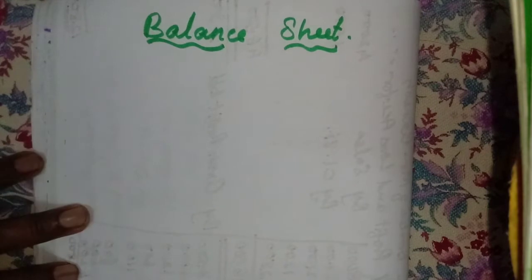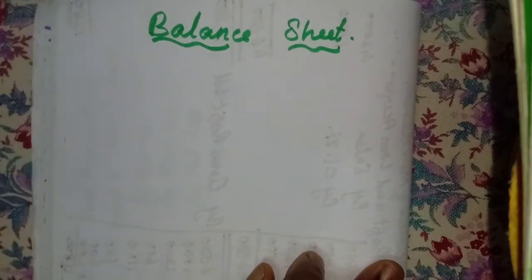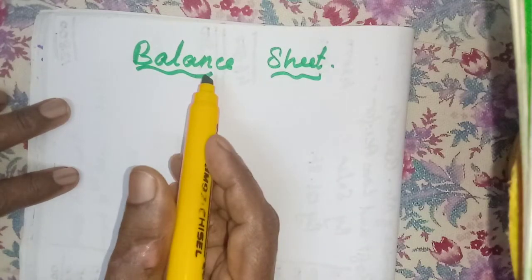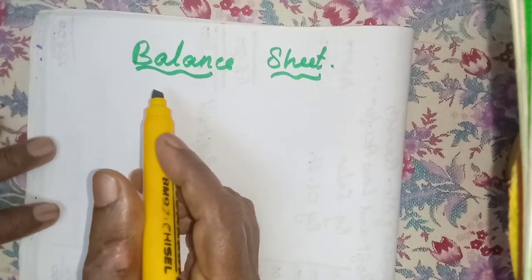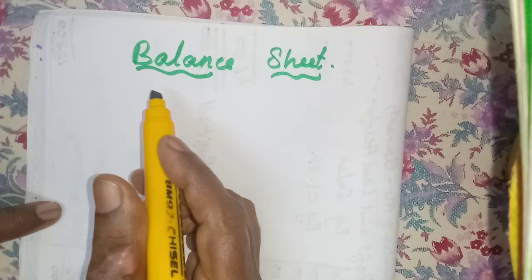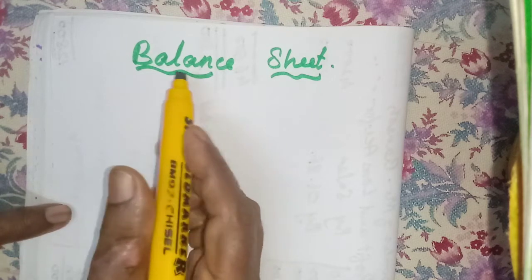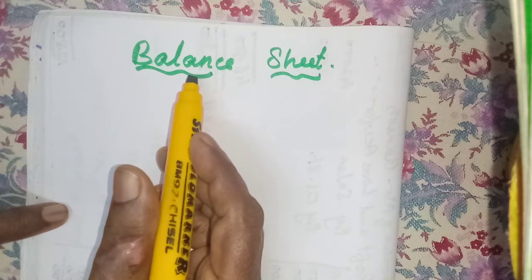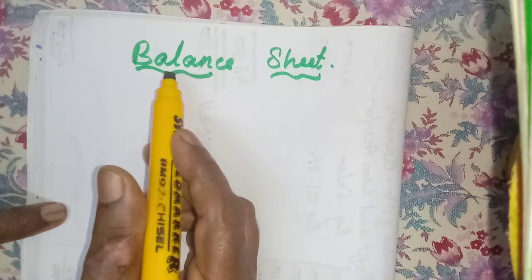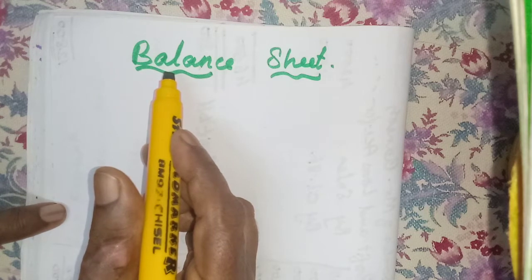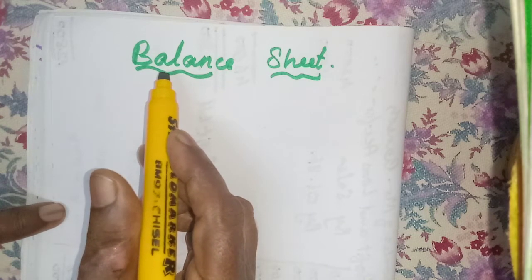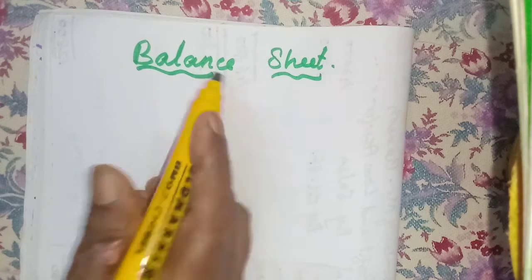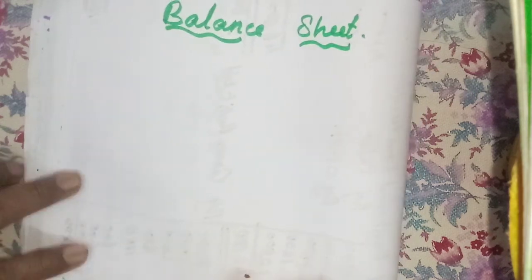Okay, today I don't want to waste time because I have to complete the last portion of this lesson, the third part, balance sheet. We have studied the trading and profit and loss account, and the second part of the final account is the balance sheet. This balance sheet and trading and profit and loss account are prepared with the help of the trial balance, isn't it? In the trial balance, all the ledger account balances will be given.